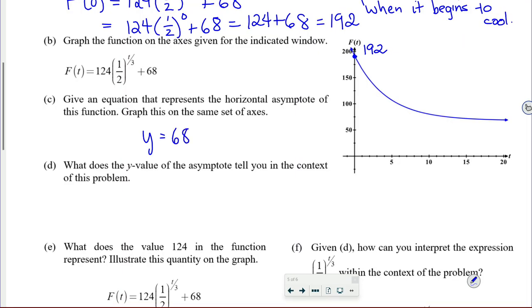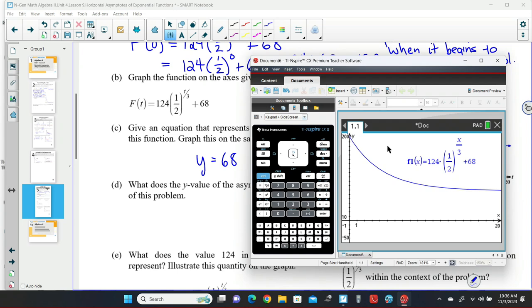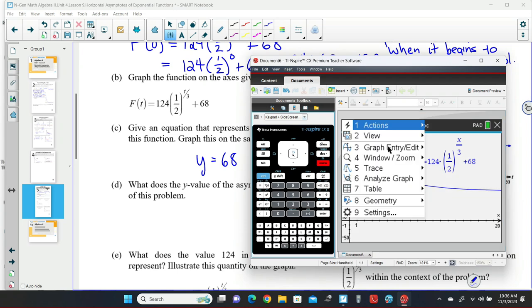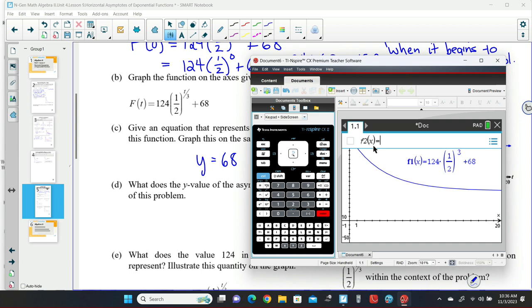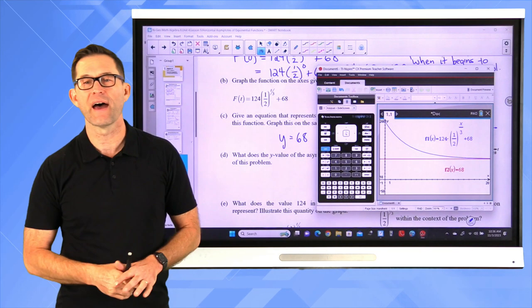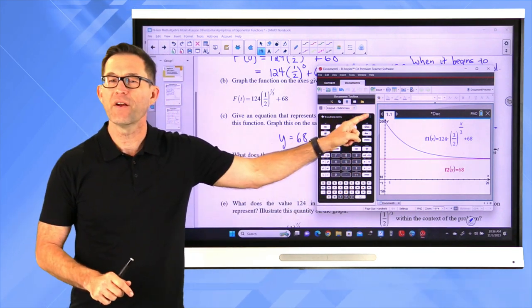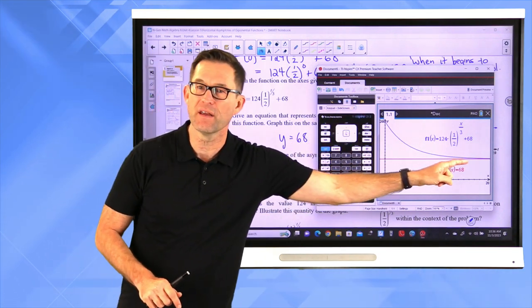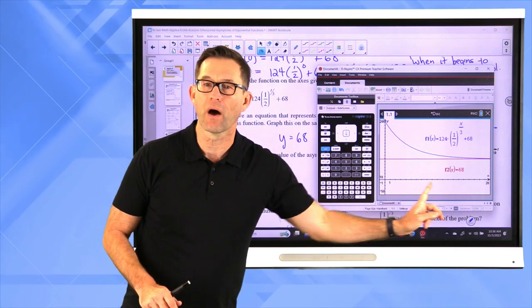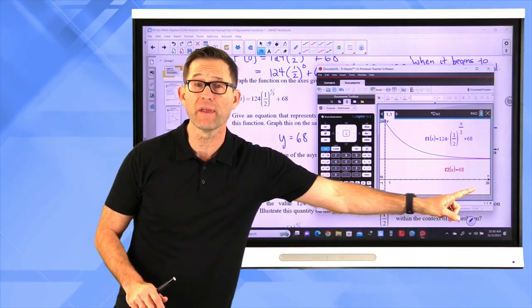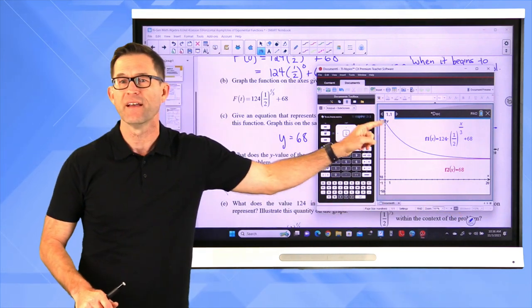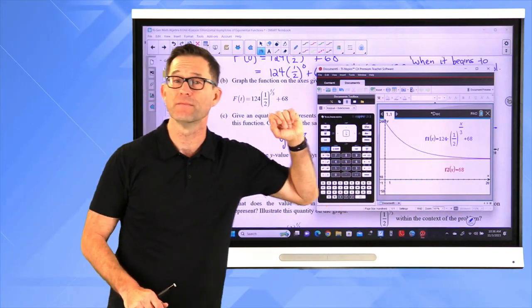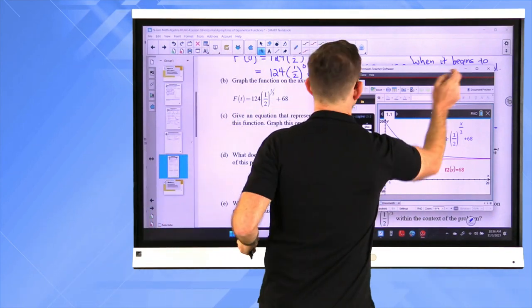And it's cool. I love graphing these things on here. So if I go into menu, function, let's do 68. All right, enter, and there it is. I kind of wish I could put it in dashed right now, but I'm going to just keep it solid. And there you see it, right? That function is decreasing as time goes on. Remember, this is the time the liquid has been cooling in minutes, right up to 20 minutes. It's getting closer and closer to 68, right? And that's its horizontal asymptote.